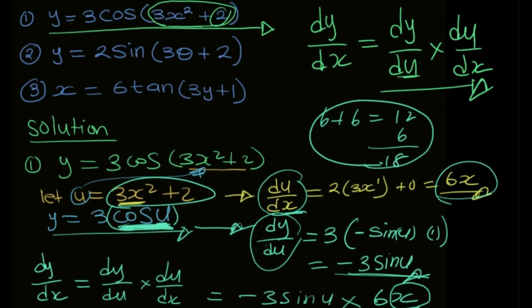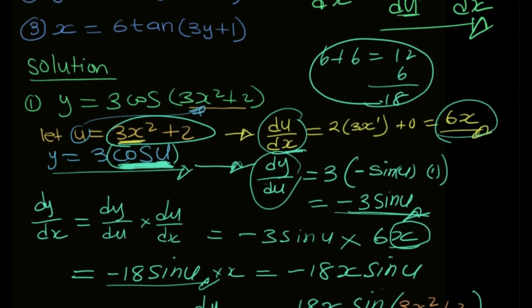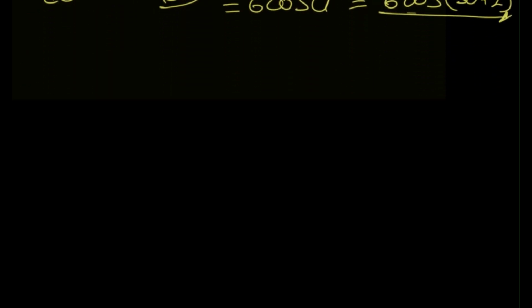Alright, last one. 3x is equal to 6 tan 3y plus 1. Wow. Okay. Looks like this one is swapped around. No need to panic. Still the same thing. Pick your u, pick your variables, and apply chain rule.